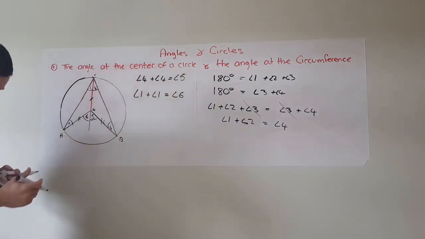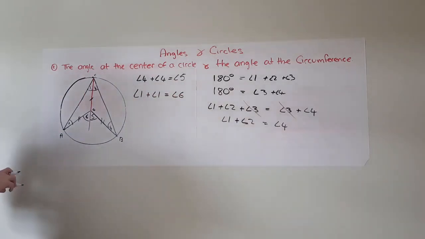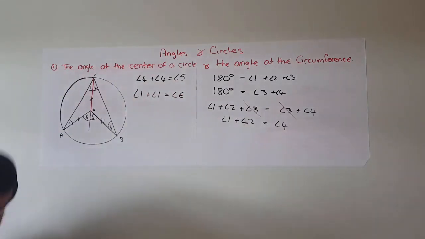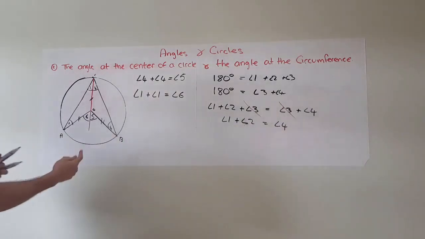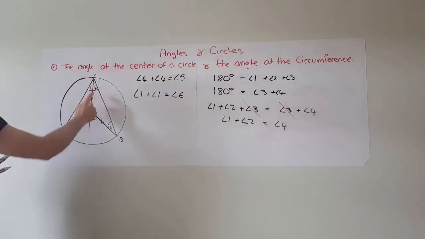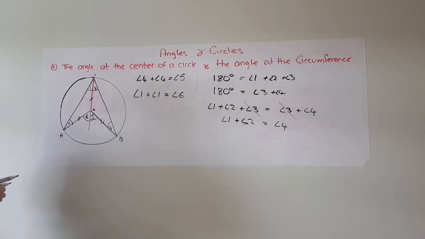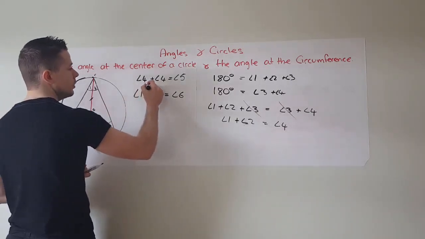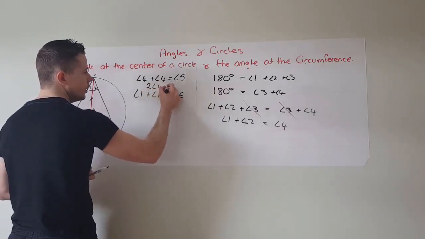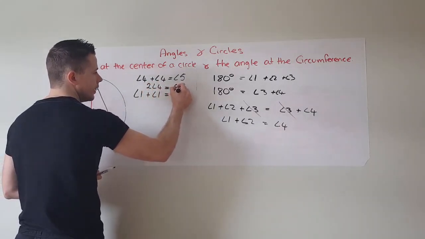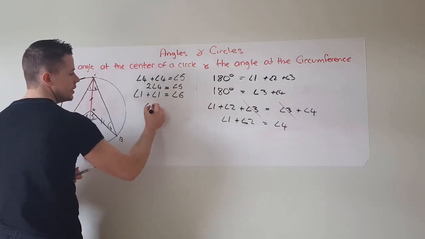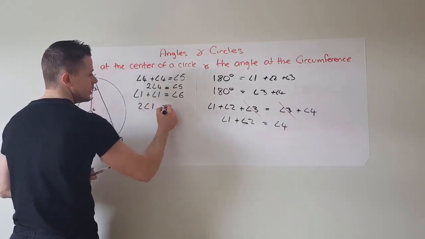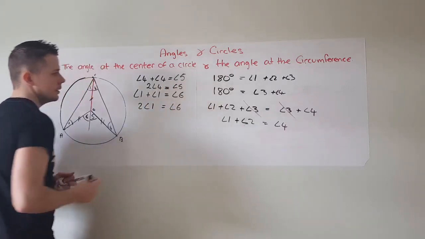Alright, so 1 and 1 is equal to 6, 4 and 4 is equal to 5. Alright, what now can we deduce from that? Is there anything that we can deduce from that? Alright, so maybe well, we can double these up, so twice the angle 4 is equal to the angle 5, twice the angle 1 is equal to the angle 6.